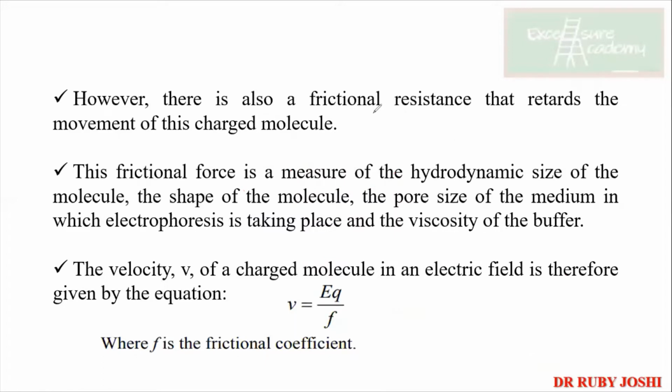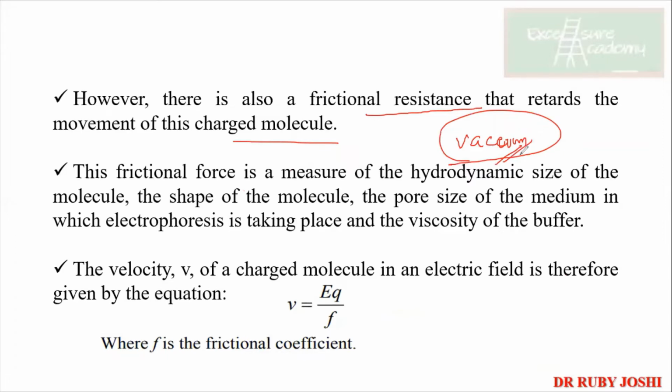However, there is also a frictional resistance that retards the movement of this charged molecule. Everywhere this friction is present, we know, because we don't run the sample in vacuum. Please do understand this, because we ask this in interviews: why is there always this small frictional resistance present? If you don't want it, then you need to carry out the experiments in vacuum. Okay.